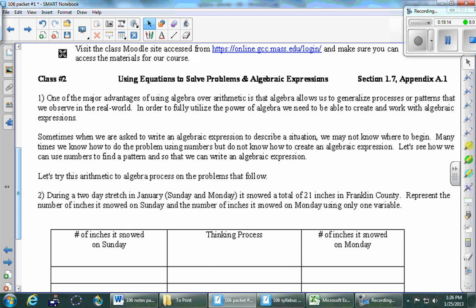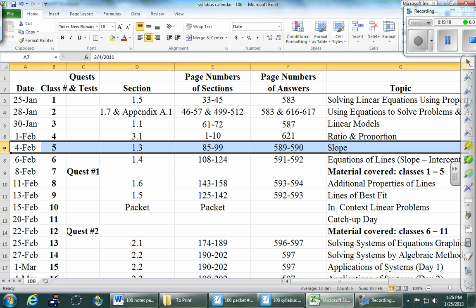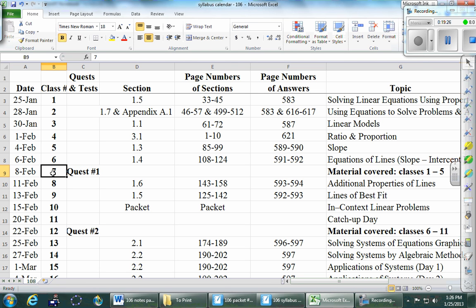The reason that I really like having the numbers is that I cannot guarantee that there won't be a snow day between now and February 4th. Let's go here to February 8th. But I can guarantee you that the 7th time that we meet each other in this classroom is when we're going to have our quest, okay?